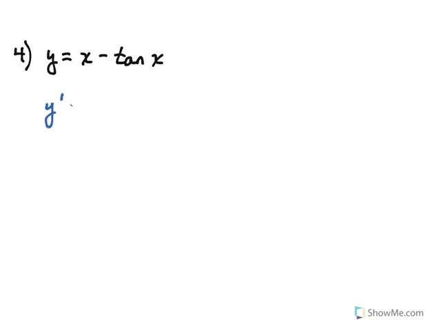So this one's pretty straightforward as we begin. Derivative, of course, of x is simply 1. Derivative of tangent is secant squared. But hopefully now you're looking at this, thinking that it looks a little familiar to something. You can apply a Pythagorean identity here.